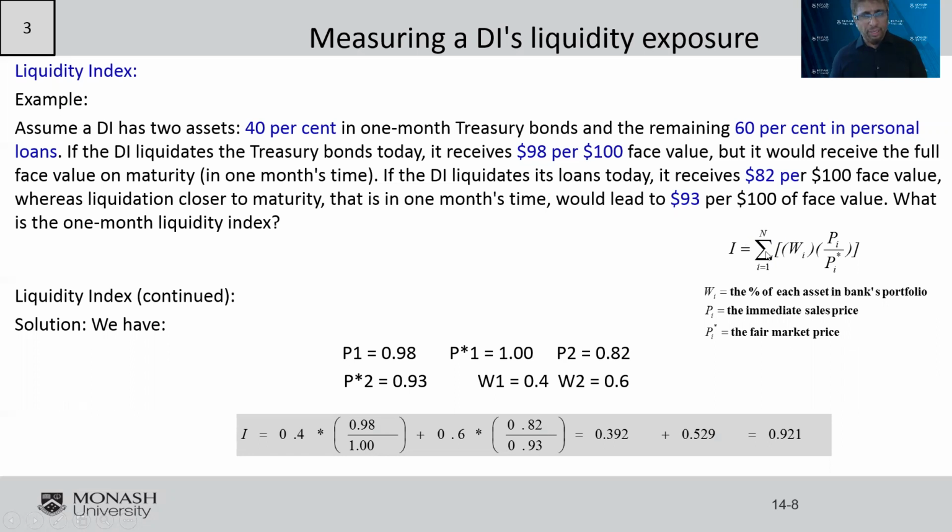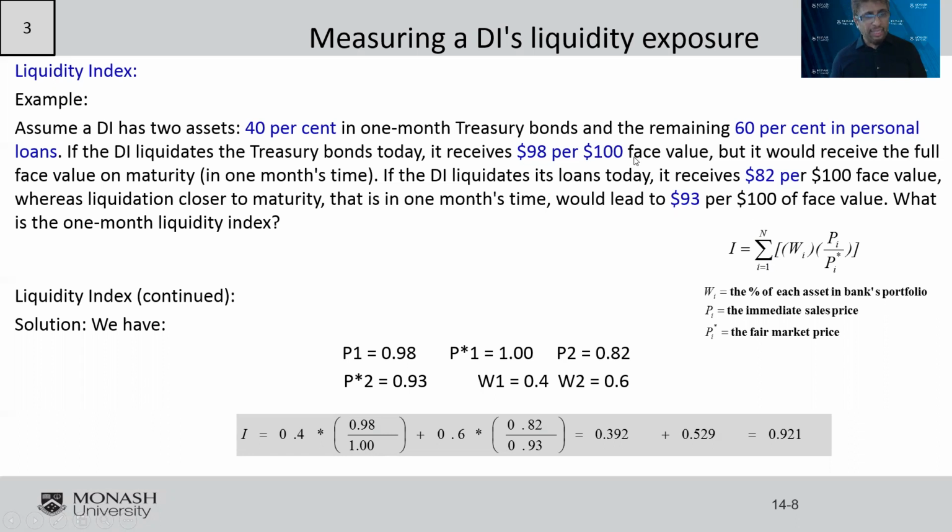You just take the weight. This is the total, all the assets from 1 to n, all the asset weights, and then you take the BI. BI is actually the selling or liquidating price, and this is the selling at maturity.